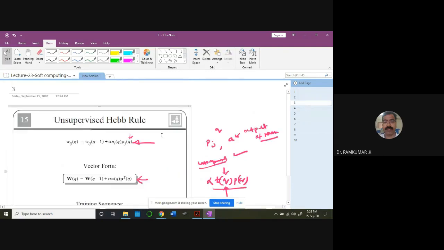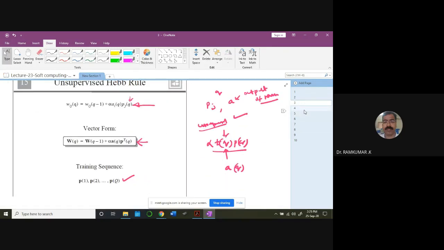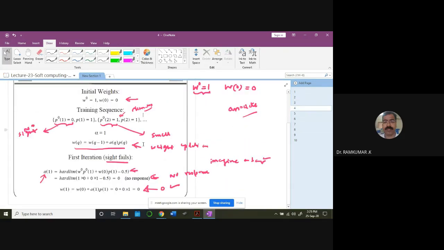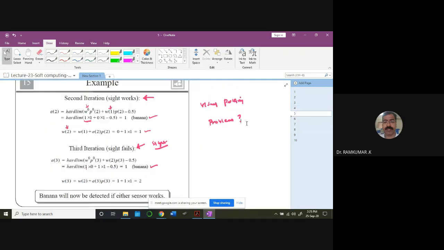So naturally, for one initial weight, W1, even though there is a weight, the value is 1 here. As I am not showing the banana, it's going to be 0, pattern 0 is 0. Everything is 0, the first iteration. But in the second iteration, what happens? I am showing the banana. So naturally, because the initial weight is 1, fixed weight I have, I am going to get output 1 immediately. But now, as I got output 1, I am going to update my weight.